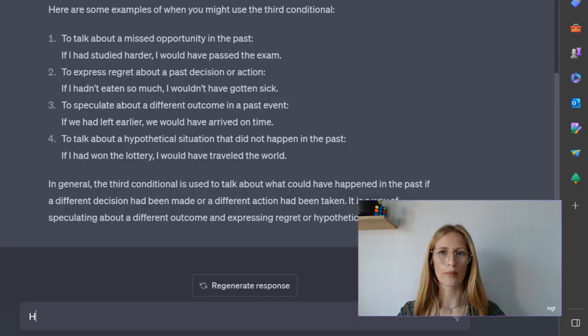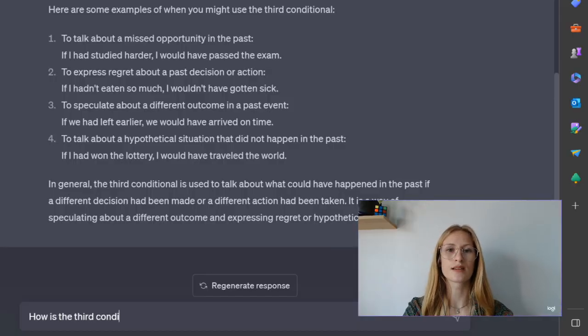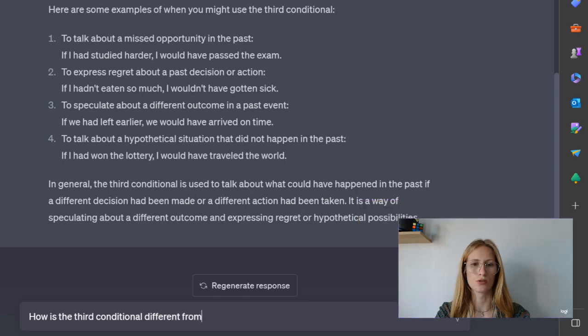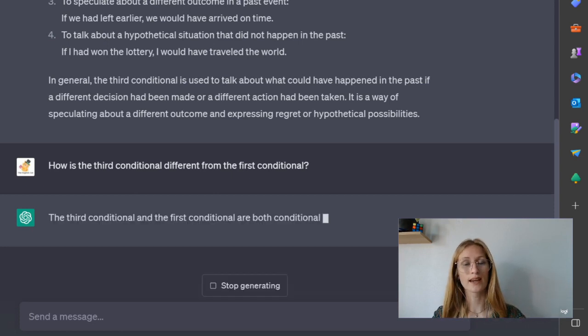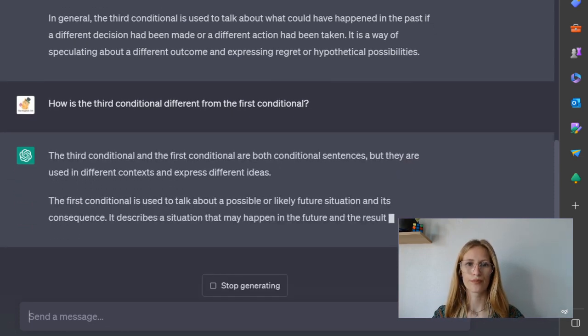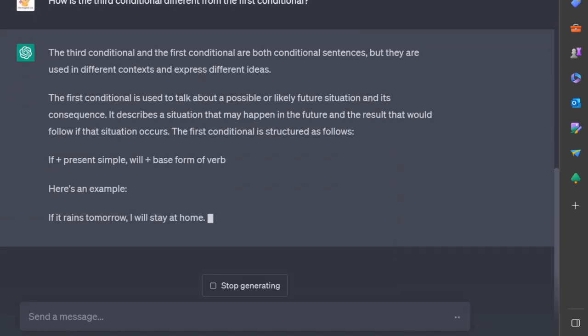The fourth and final trick that I'm going to give you today is grammar. Grammar is the hardest thing, I think, in the English language because there's always an exception to the rule. So what I think we can do here is think of a grammar rule that you really struggle with and ask ChatGPT specific questions about that grammar rule. So I'm going to say, what is the difference between the third conditional and the first conditional? And you can see again, it goes into detail and gives more examples as well.